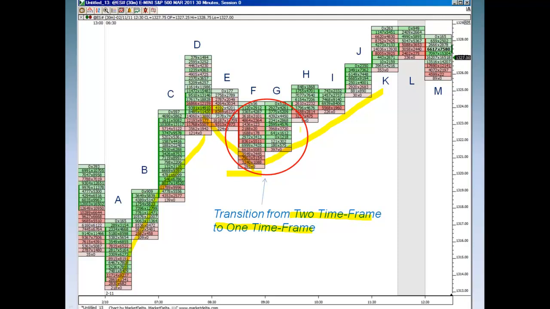So you certainly don't want to be one of those amateur traders, and you need to be able to recognize and understand what's happening in each transition. So now we've transitioned from 2 time frame to 1 time frame, which means that we are back in the direction, and this would be a great trade to get into at this point.